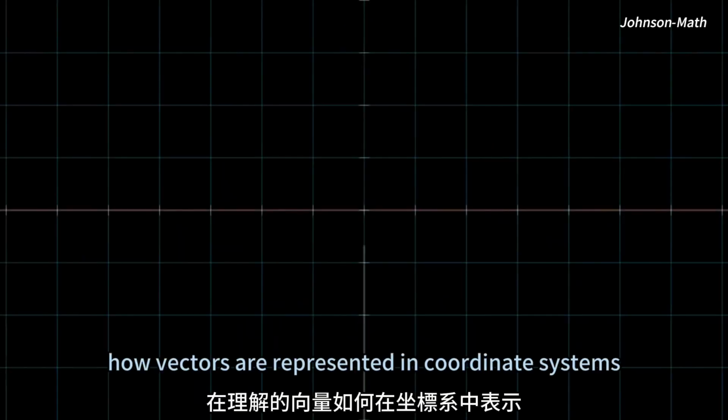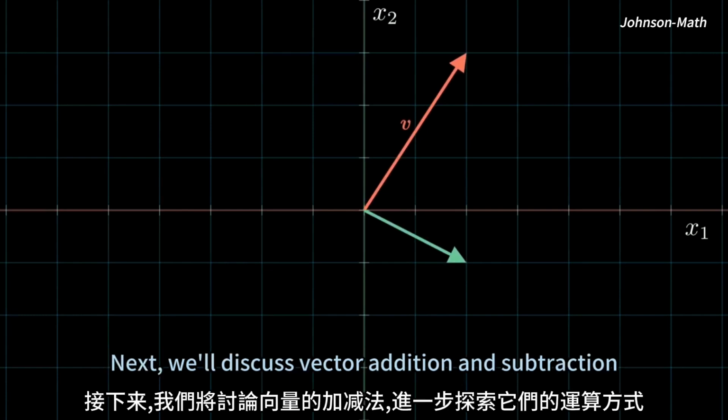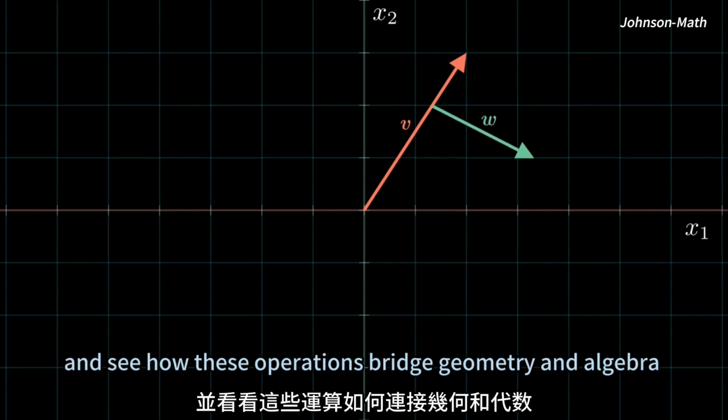Now we have seen how vectors are represented in coordinate systems. Next, we'll discuss vector addition, subtraction, and see how these operations bridge geometry and algebra.